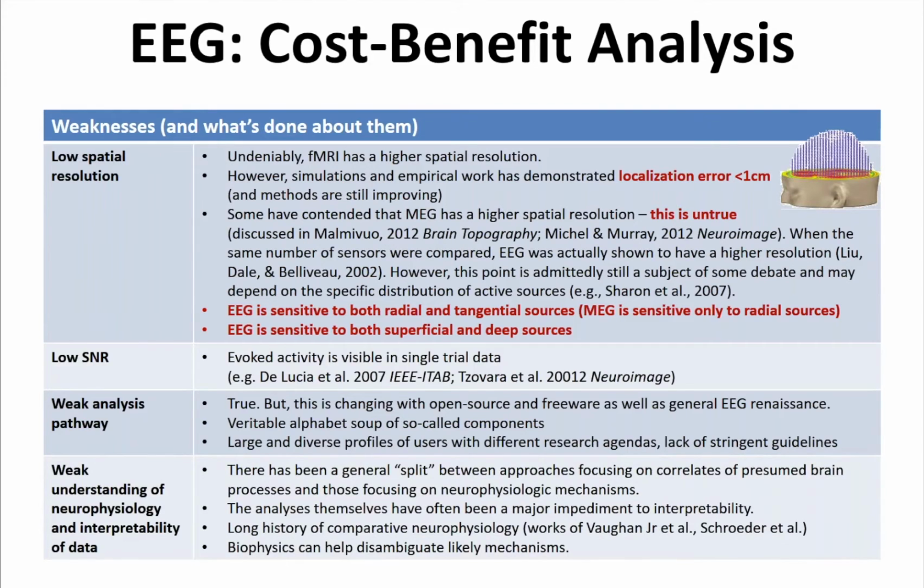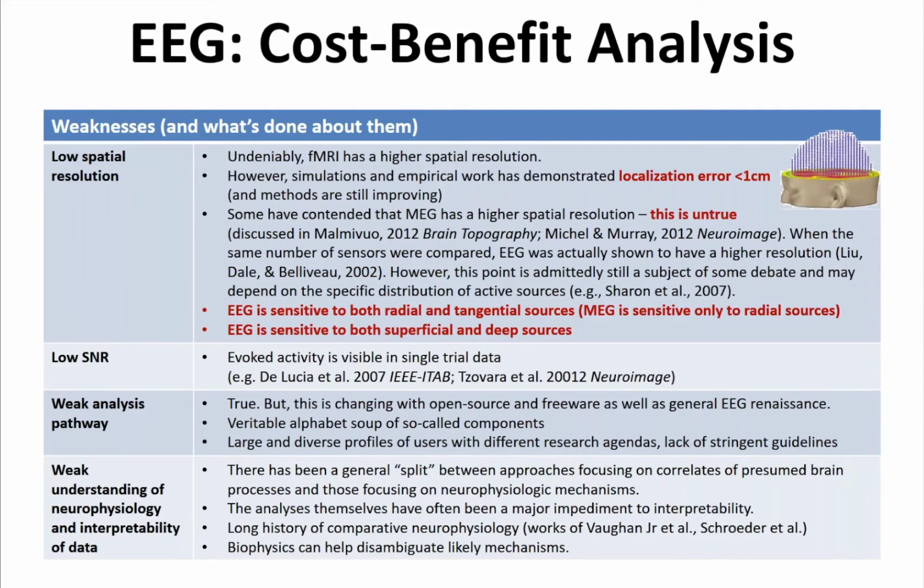I think the other major weakness at the moment is that despite the long history of EEG, in many ways we have a weak understanding of the underlying neurophysiology, and more often than not, a weak understanding of the interpretability of the data. And that will be the focus of the rest of the talk, but we'll get to that in a moment. I believe in general, there's been a split between those people that want a correlate of a presumed brain process and those that are really looking to understand the underlying neurophysiologic mechanisms. This leads to many impediments, I think, for some of the data interpretations out there.